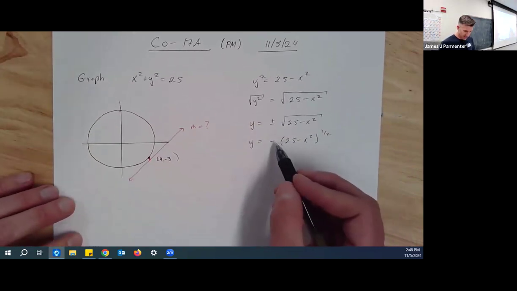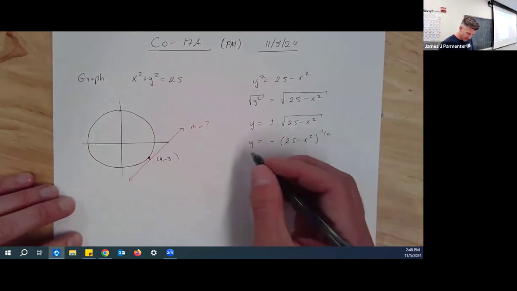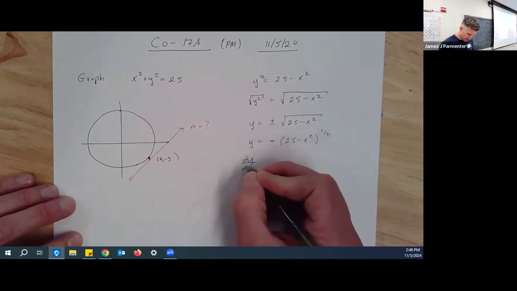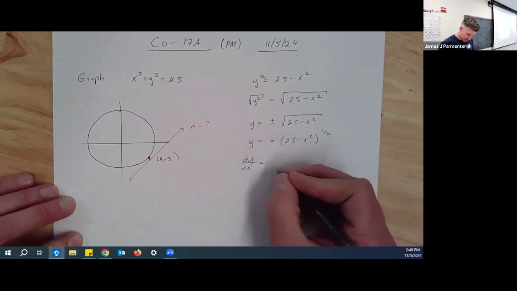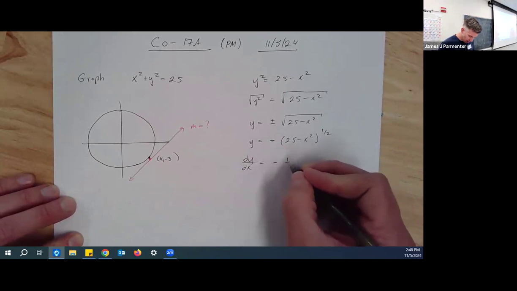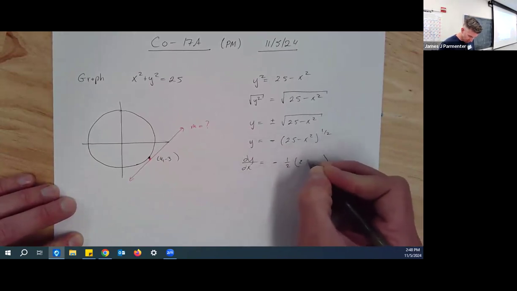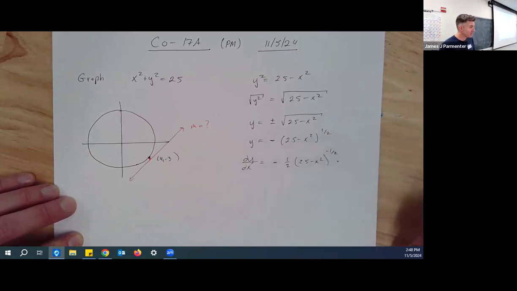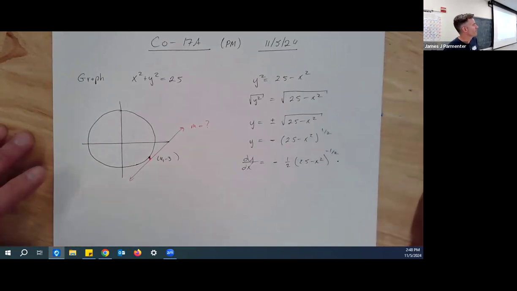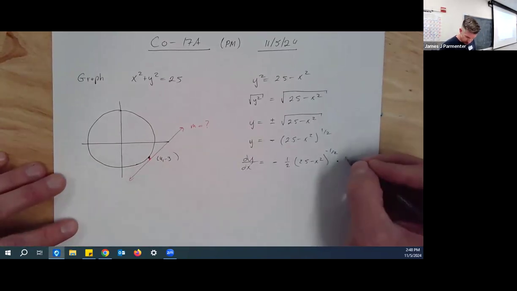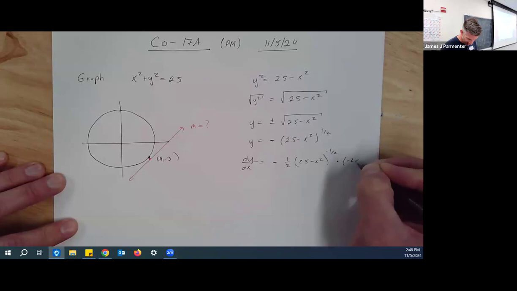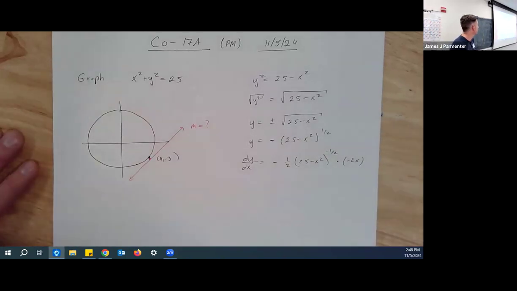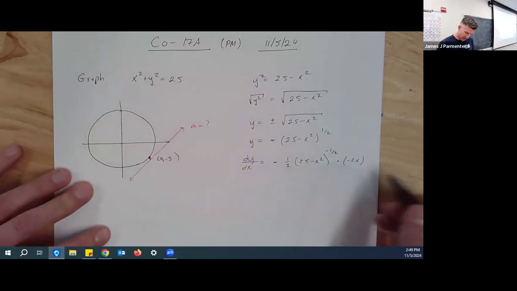So I've got the negative of some stuff to the 1/2. My derivative, dy/dx, or y prime, is the negative of 1/2 times that stuff to the negative 1/2 times what? Oh, guys, you all were so good last week. The derivative of the stuff, which is, in this case, negative 2x. And I guess we could simplify this a little bit. I don't really care that much, actually.